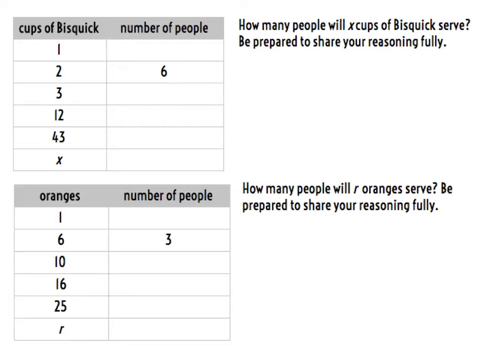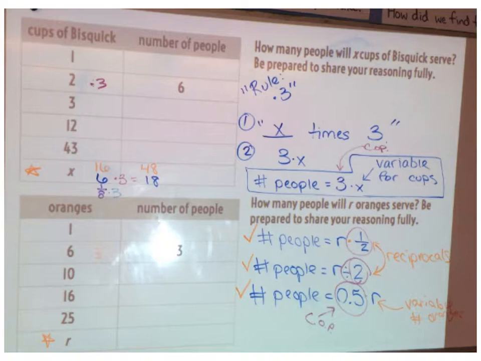But you'll notice in the last line of each, I'm now asking you for any number of cups of Bisquick or for any number of oranges. So I'm going to show you what 7A has for this. They set up their tables, and then when they got down to X cups of Bisquick, most groups decided to start just making a number up.